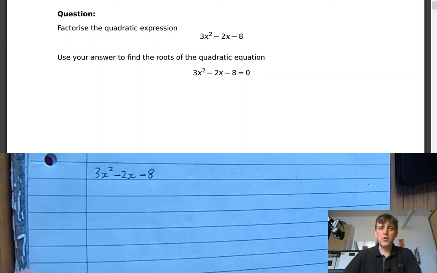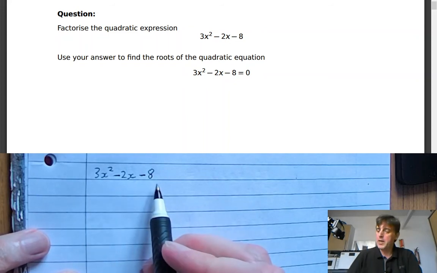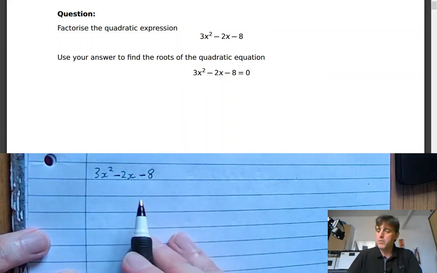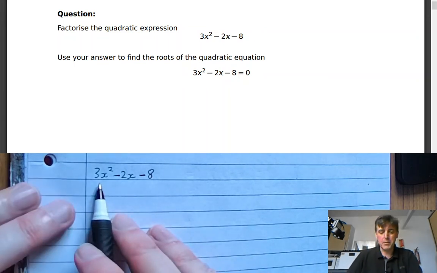Okay, so let's make sure we can remember how these work. So here's the expression that we've got here, and we need to factorize this. Now, you could do this one by inspection, or of course, you could use the method we looked at in a previous video for factorizing. Let's just remind ourselves about what that method was.